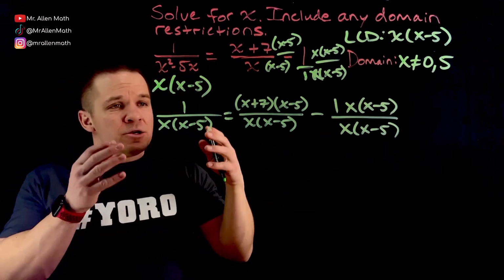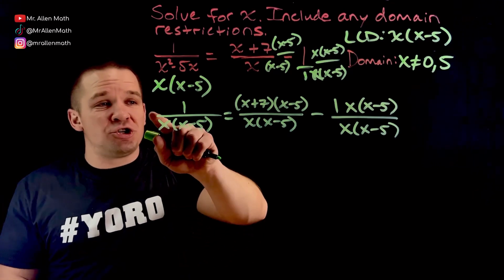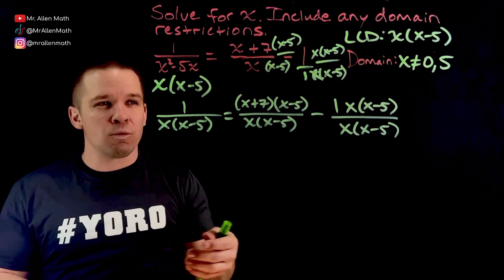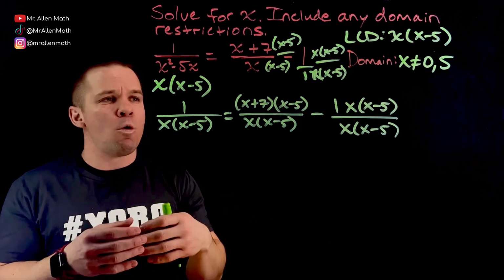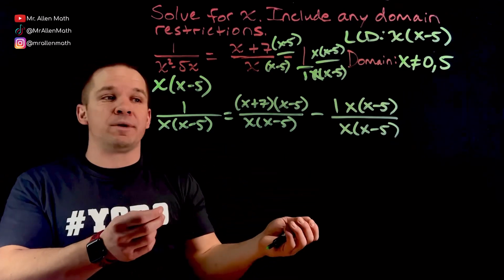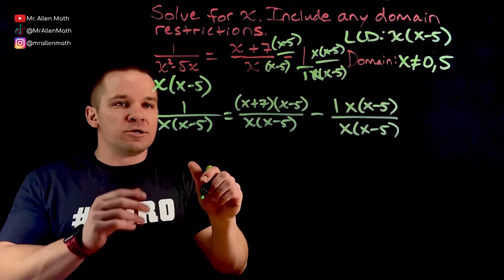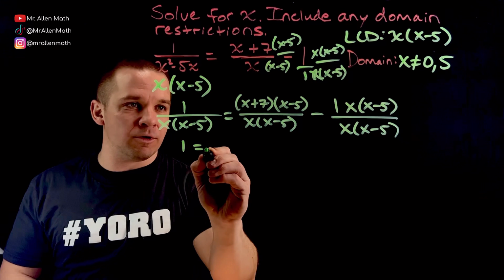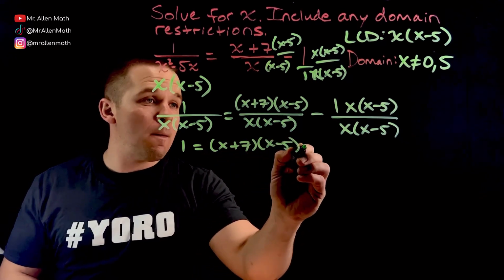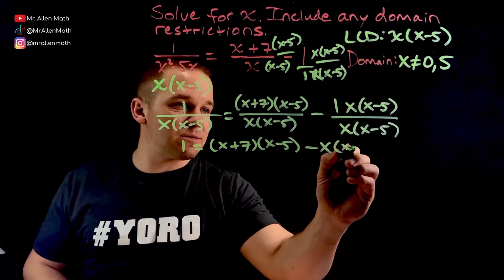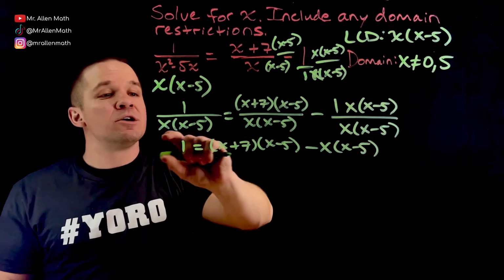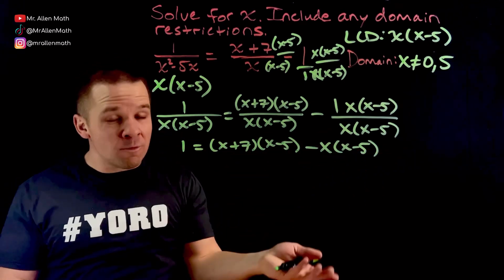All righty. So what we're going to do for this one here is work with my numerators now. If my denominators are all the same, they really don't contribute anything to us when we're solving, right? They're all the same. So I only need to figure out what's going to make my numerators equal because my denominators already are. So I'm going to rewrite this as 1 equals x plus 7 times x minus 5 minus x times x minus 5. I now have a single line equation, right? My denominators were all the same, so I can just figure out what's going to make my numerators equal.